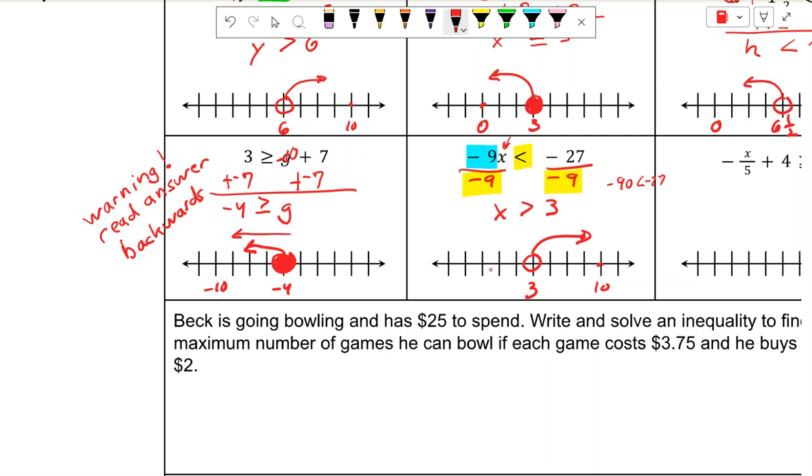Likewise, if you're on the left side and you chose something like 0, put 0 in here. 0 times negative 9 is 0. Is 0 less than negative 27? No. So all of this area would be a no-go. So we have the answer correct.